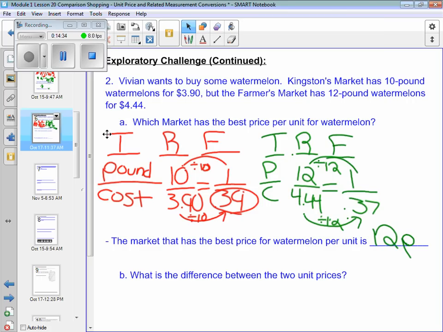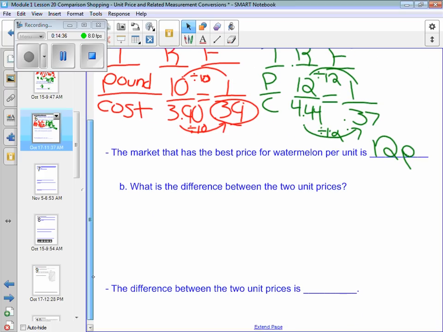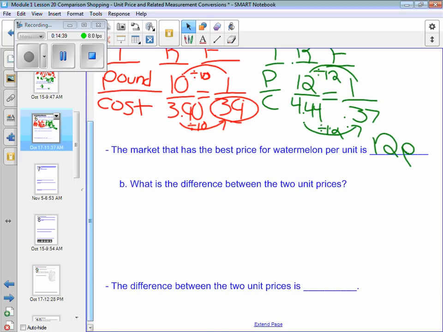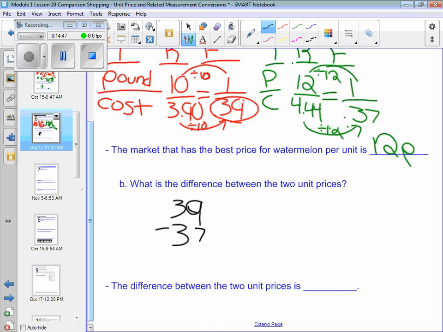And let me scroll down for you. And the difference between the 2 unit prices. 2 cents. Good girl. Okay, good.